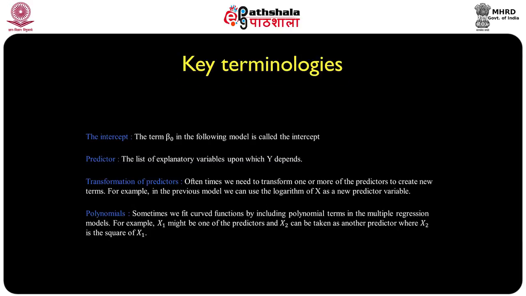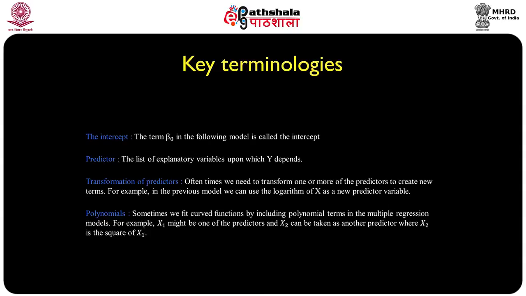Now, some key terminologies related to multiple regression model. The term beta naught in the model is called the intercept, and the predictors are the list of explanatory variables upon which y depends. In the previous model, x1, x2, xk are the predictor variables.